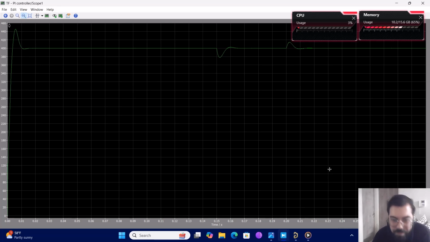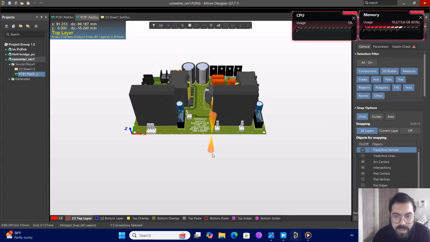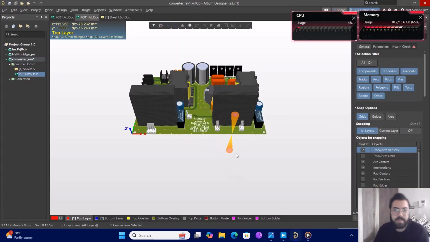Now I have to say that I designed its PCB.